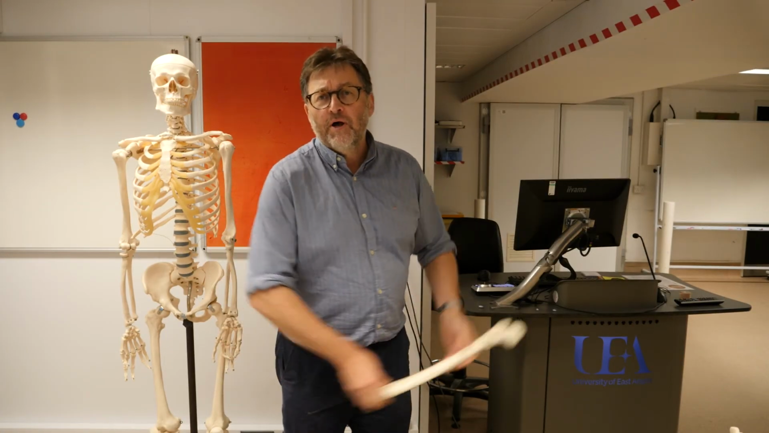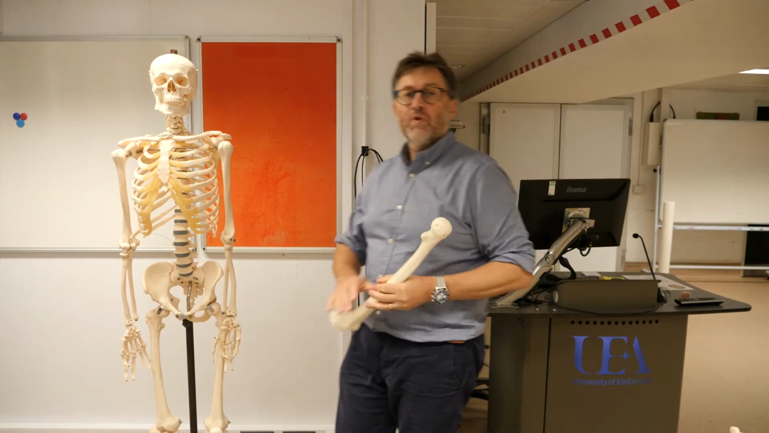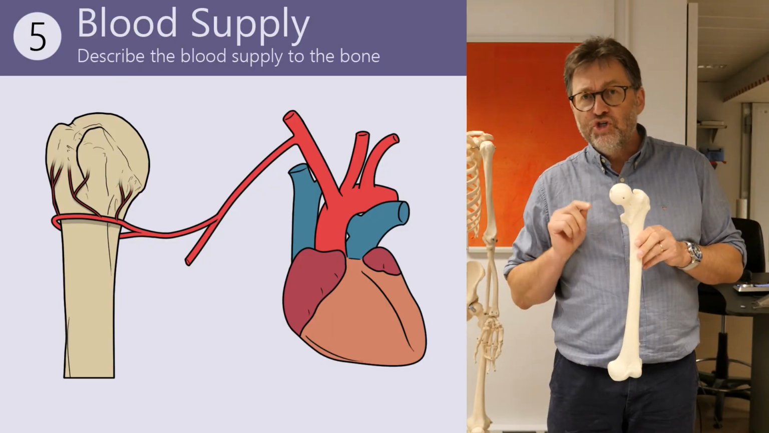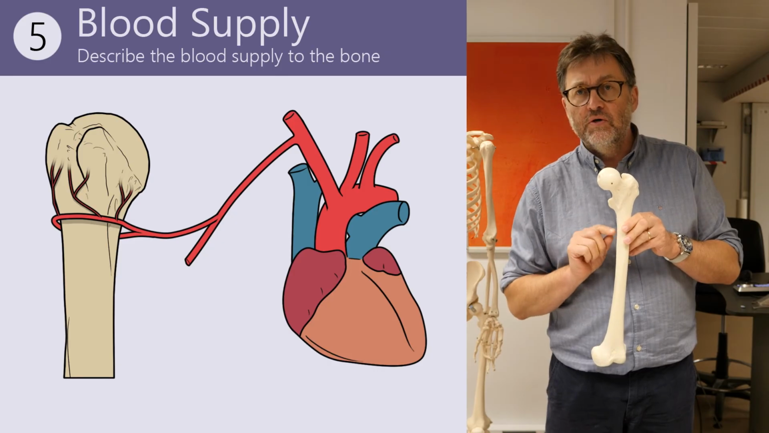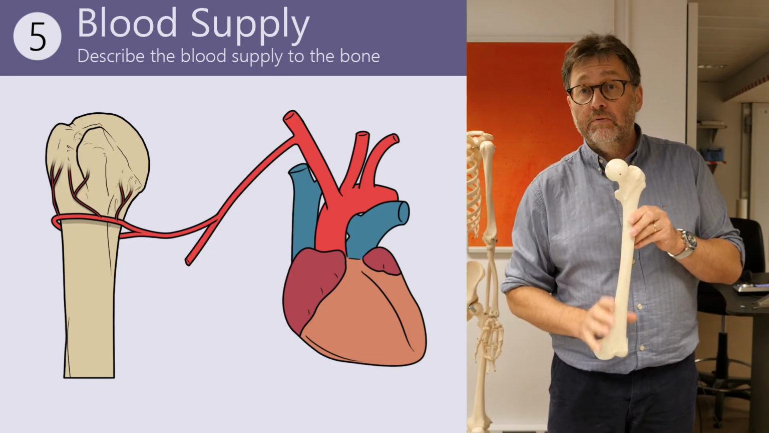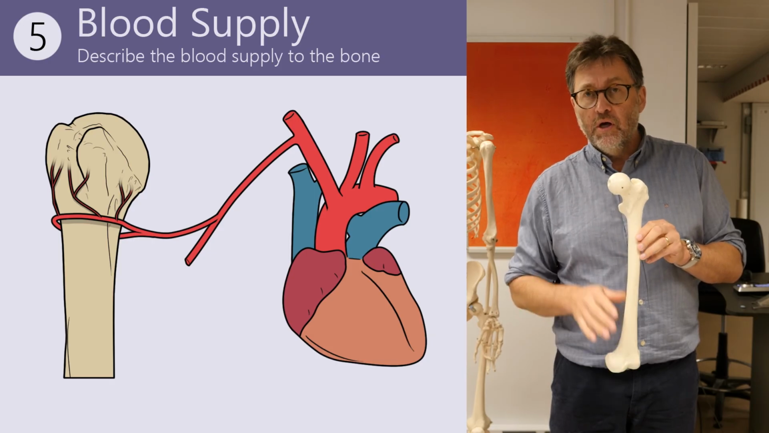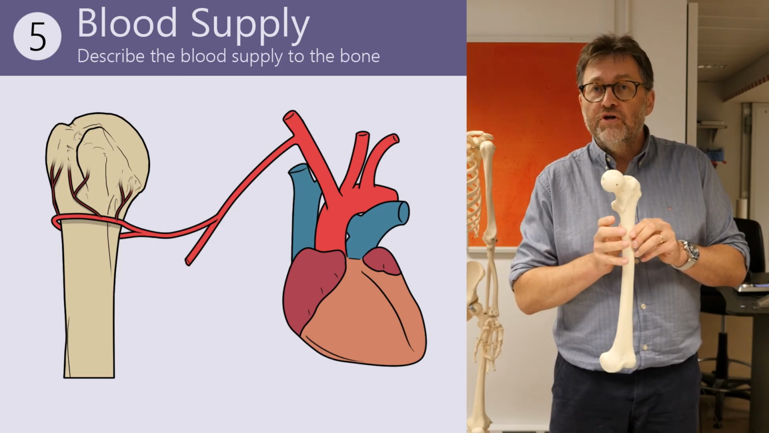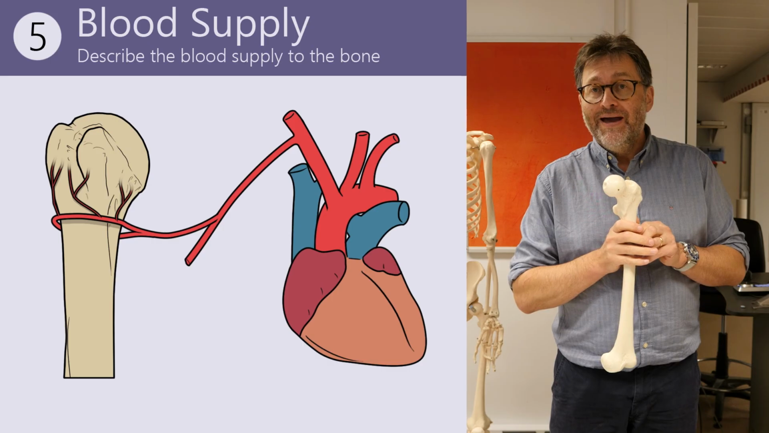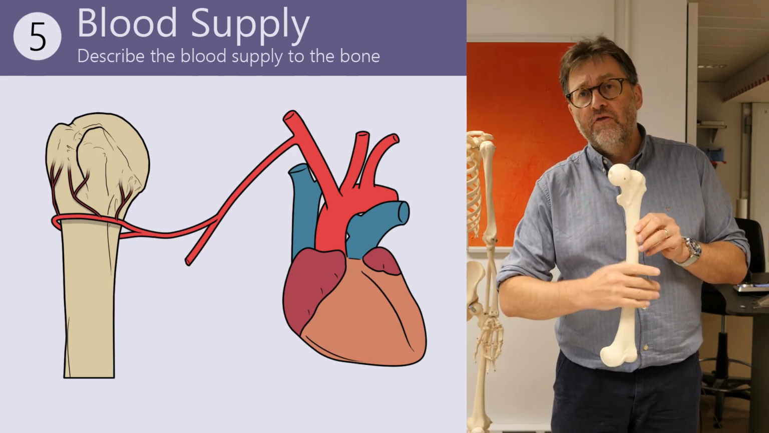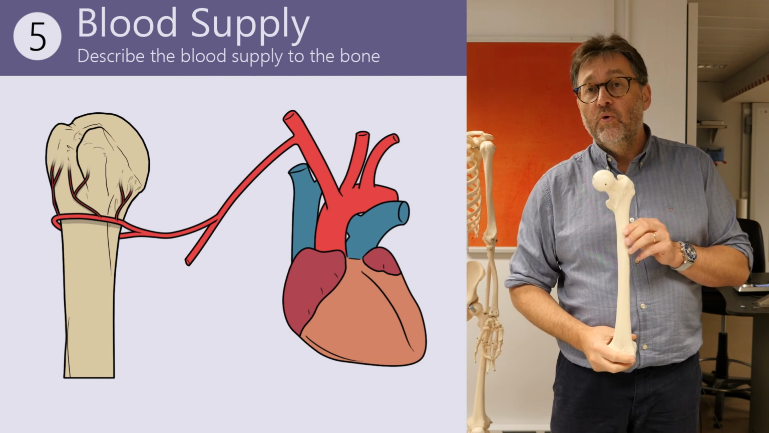Let's talk about the blood supply. Most bones will have a nutrient artery which goes into the bone to supply that bone. However, the majority of the blood supply will occur where the muscles are attached onto that bone, and then those muscle attachments will supply the surface lining of the bone with blood along the periosteum.